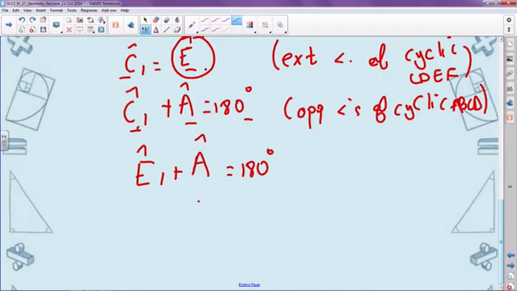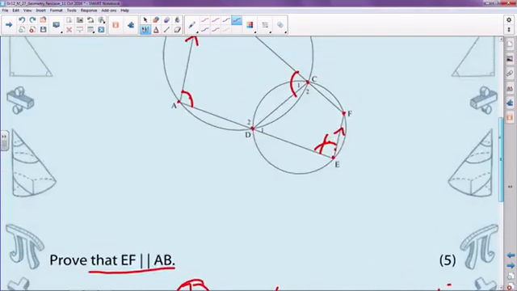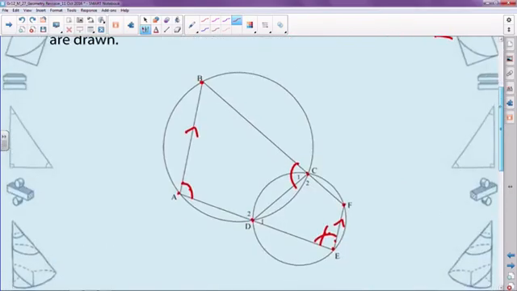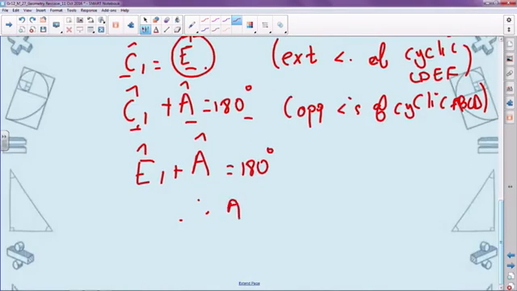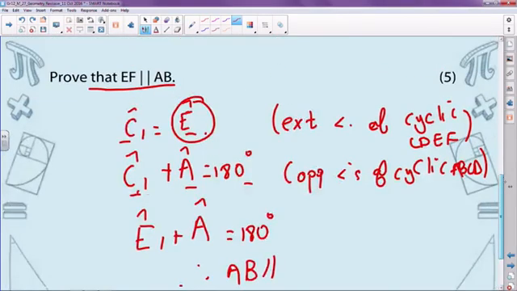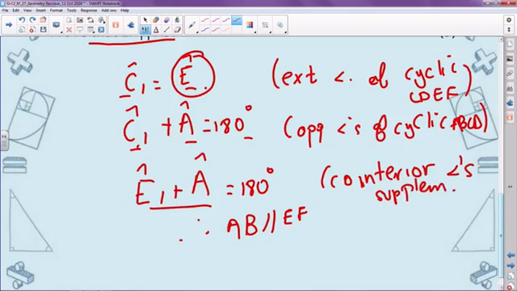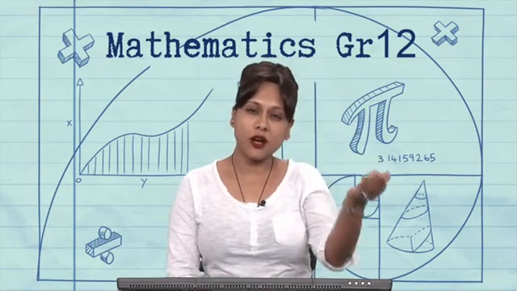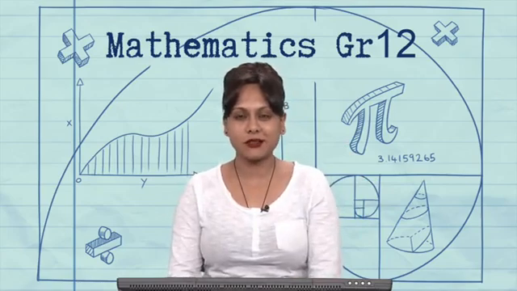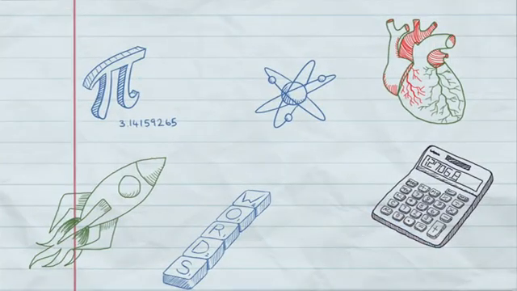Therefore, if E1 plus A is 180 degrees, then AB must be parallel to EF, the one they've asked us to show, because those angles, E1 and A, are co-interior angles. Co-interior angles supplementary, so those two lines must be parallel. All right, a nice easy geometry question, I think, to start us off. Obviously, we're going to look at harder ones as we get into the lesson. So stay tuned, come back after this.